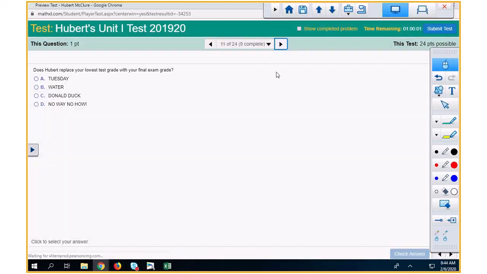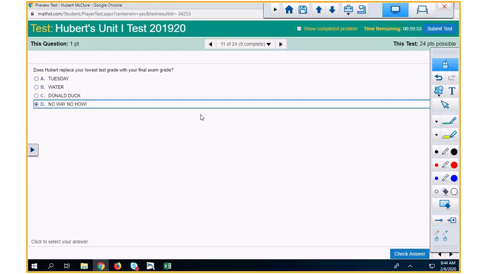It's real simple. Does Hubert replace your lowest test grade with your final exam grade? There's only one answer, delta.